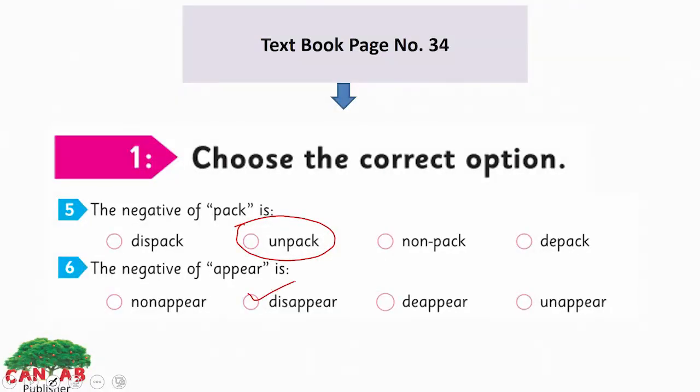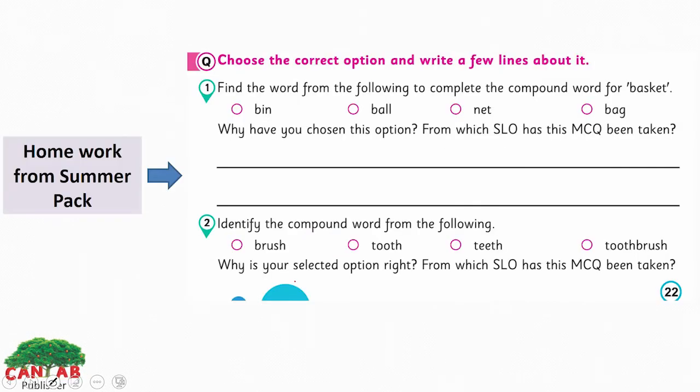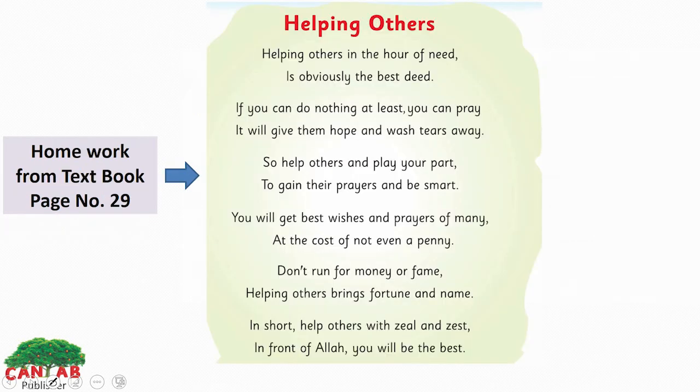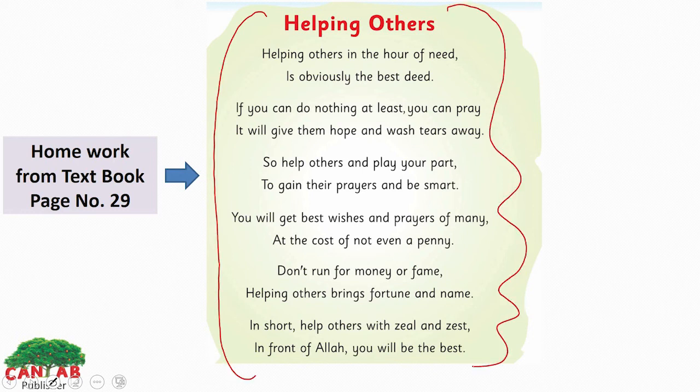Yes, disappear. This is your homework from Summer Pack, page number 22. We have an activity here on page number 23. From Summer Pack, this is also your homework. And what you need to do, you have to read this poem, Helping Others, and identify the compound words and the words with negative prefixes. Yes, you have to spot out all the compound words and negative prefixes in this stanza here. I hope you will do your homework. Thank you.